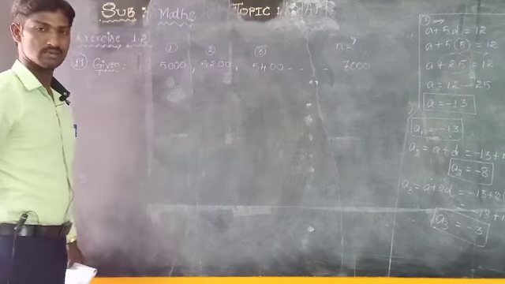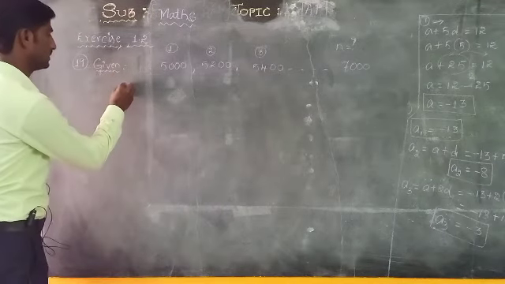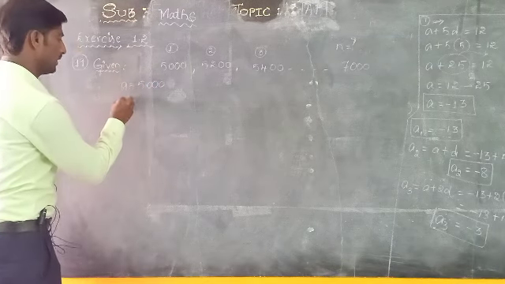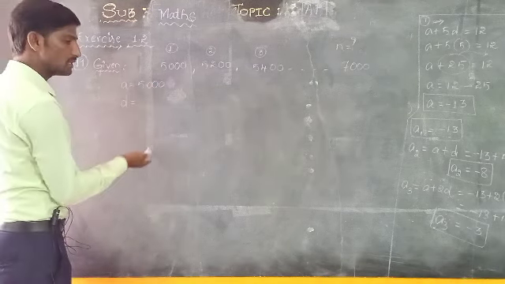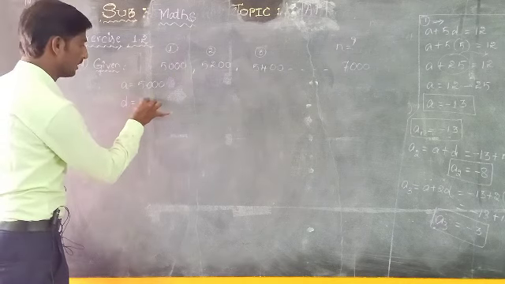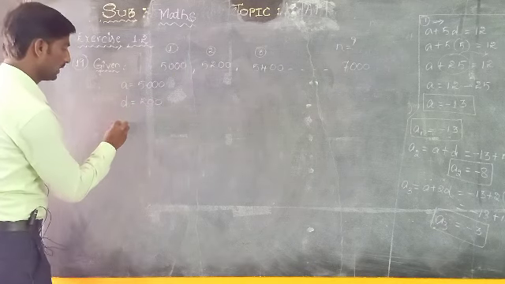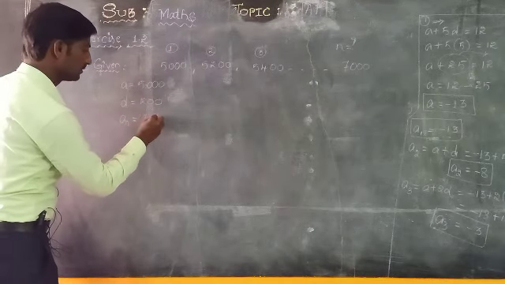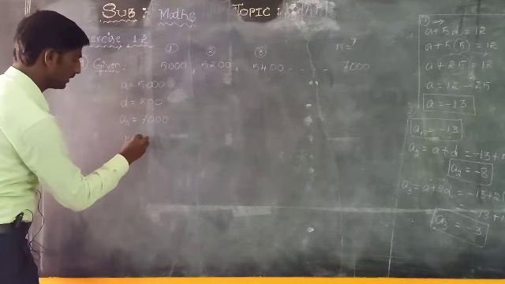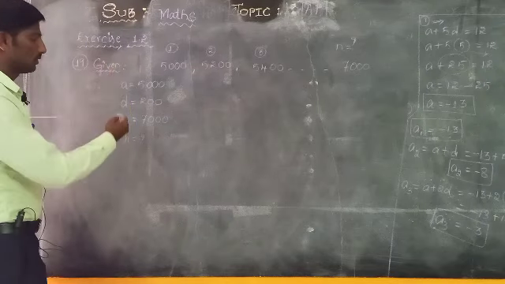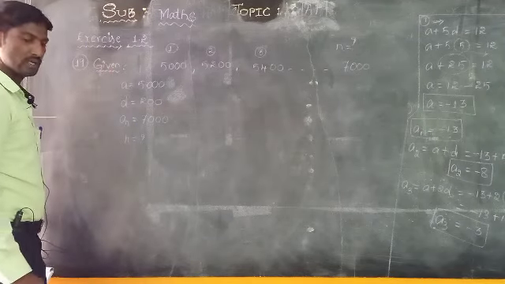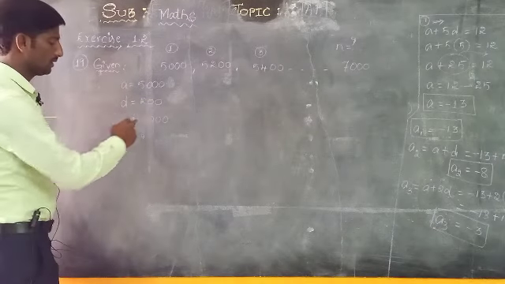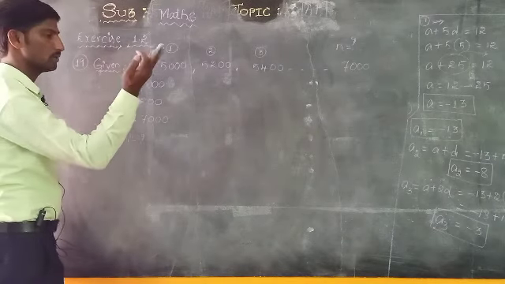For this given data, the a value is 5,000. The d value is the increment, 200. The nth term, the last term, is 7,000. What do we need to find? n is the question mark. By observing the data, we need to find the n value, so we should go for the nth term of AP.